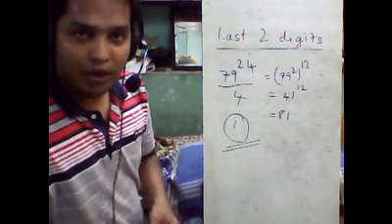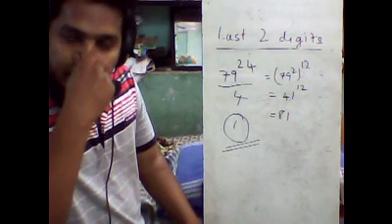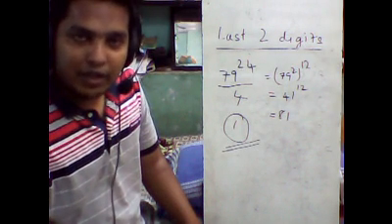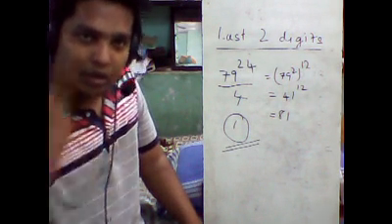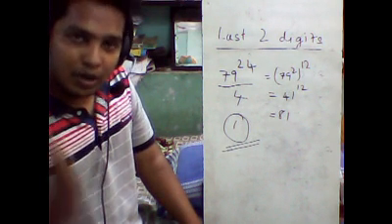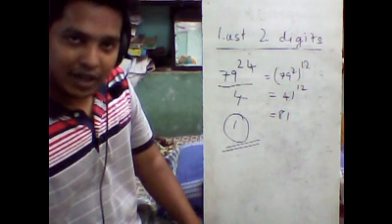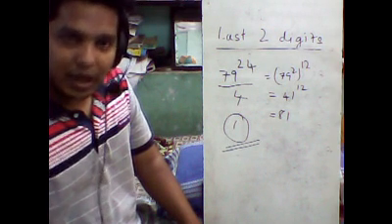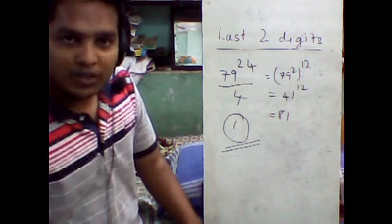I guess all the problems are clear, and we will deal with the last two digits of numbers ending with 2, 4, 6, 8, 0, etc. in the next video. Thank you.